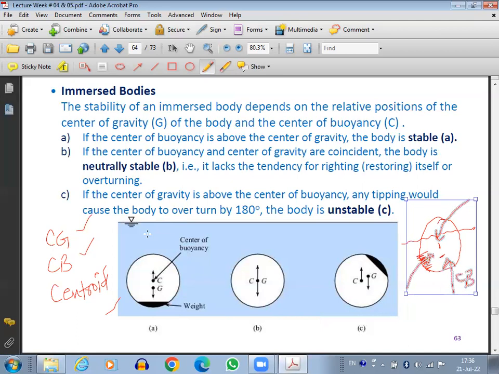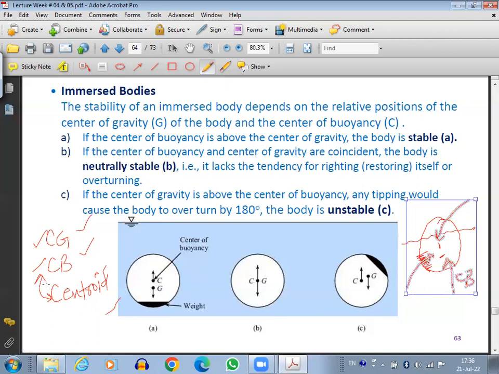Center of gravity, for this it cares how the mass is distributed. Since the body is completely immersed, the centroid and center of buoyancy would be the same. So now we have two things which will be looked upon. One is the center of gravity, the other is the center of buoyancy. Center of buoyancy and centroid are the same for this case, since it is completely immersed.